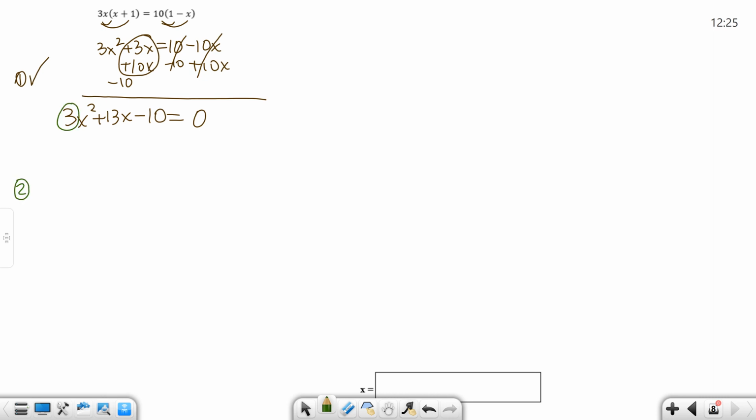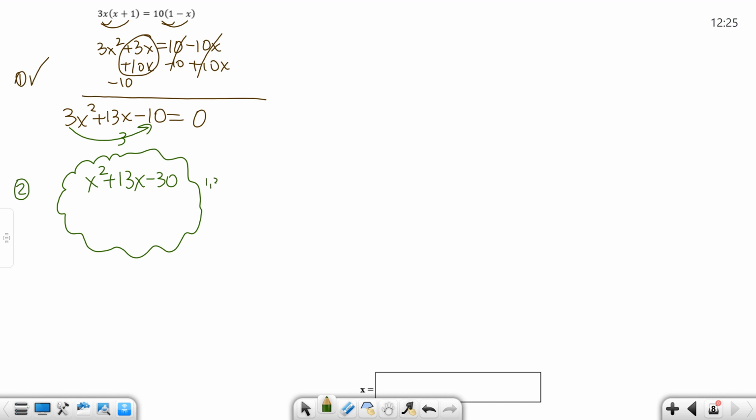So step 2 is to factor this. 3 terms, no GCF. Look at this 3 out front. That means this is bottoms up. I'm going to take this 3, multiply it by the 10. And that gives me x squared plus 13x minus 30. And I want 1 and 30. I don't have room inside there. I didn't get myself room. So 2 and 15, 3 and 10, 5 and 6.